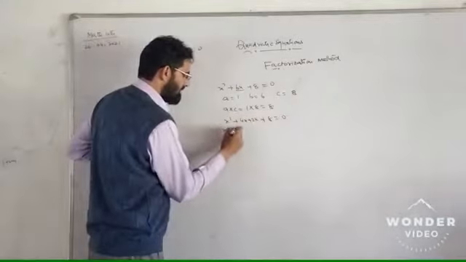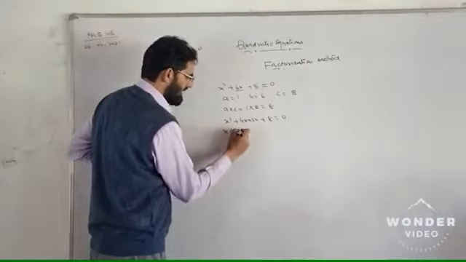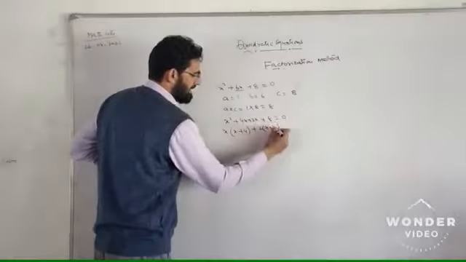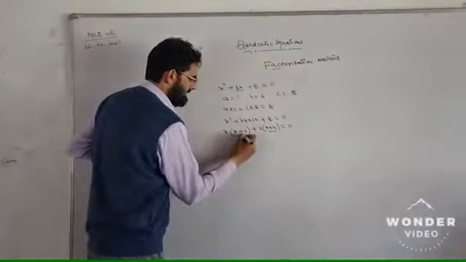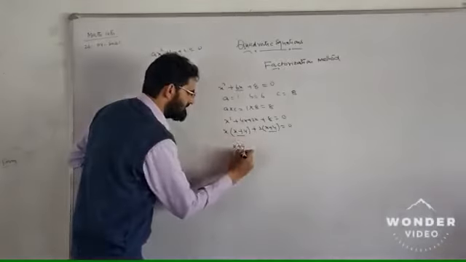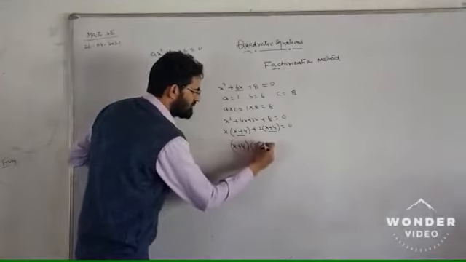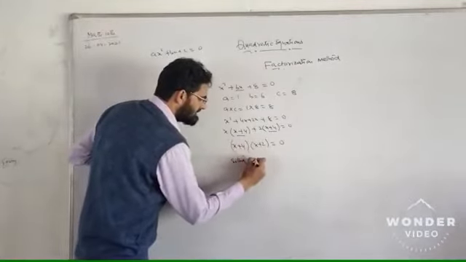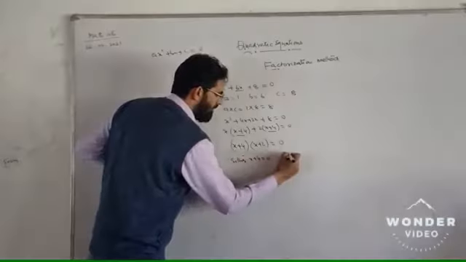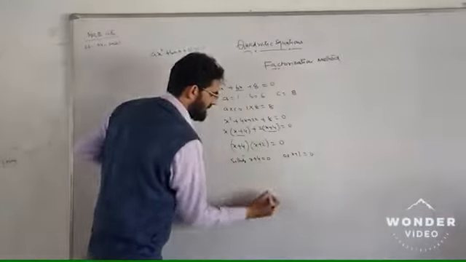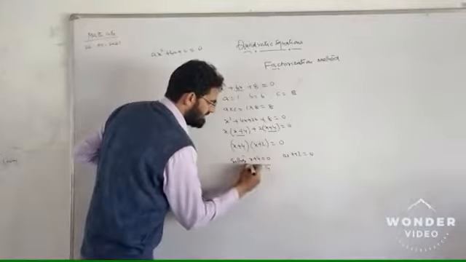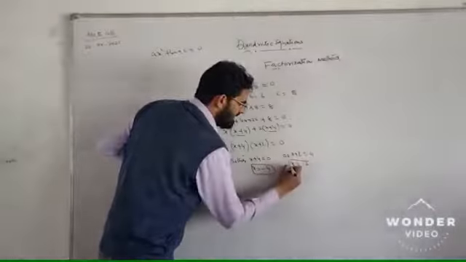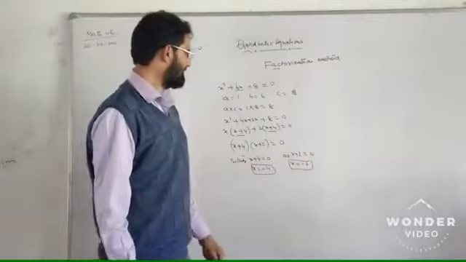Taking x common from these two, we are left with x plus 4. Here we take 2 common, x plus 4 again. So x plus 4 and x plus 4, this is x plus 4 into x plus 2 is equal to 0. Now either x plus 4 is equal to 0 or x plus 2 is equal to 0. X is minus 4, this is one value of x. And here x is equal to minus 2, this is the second value.